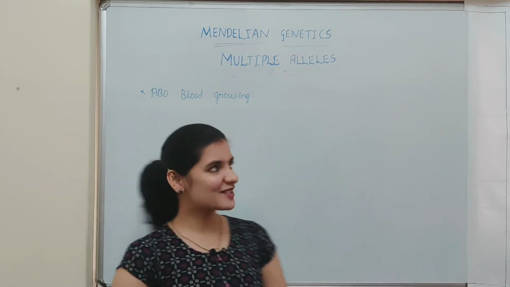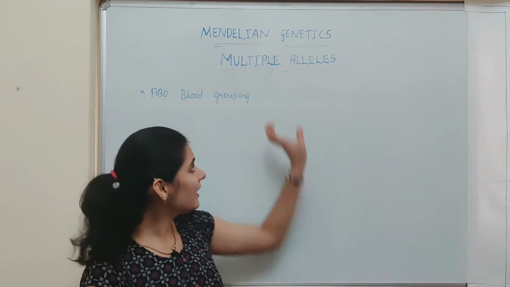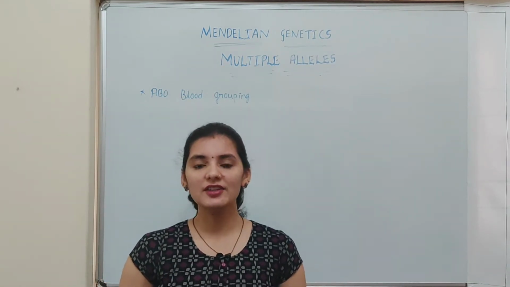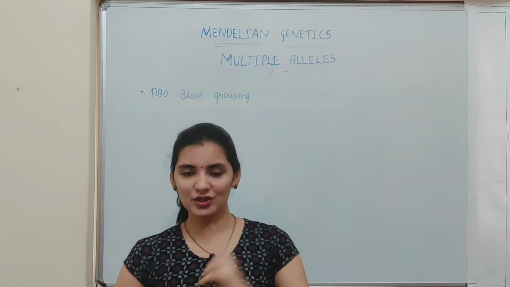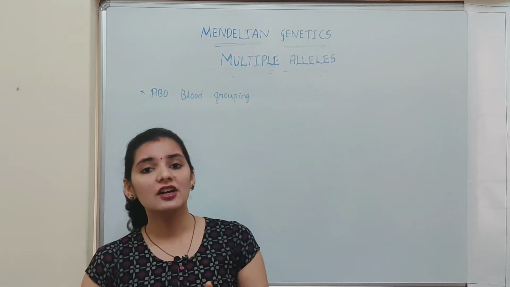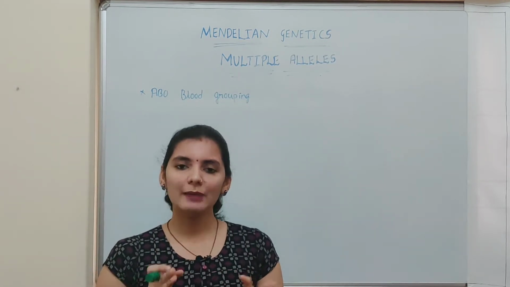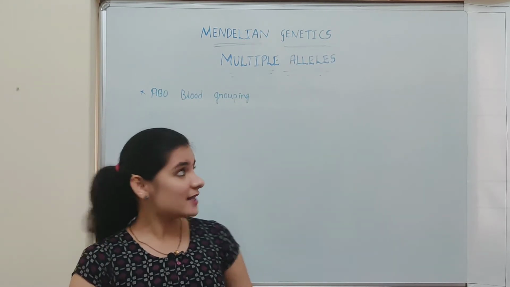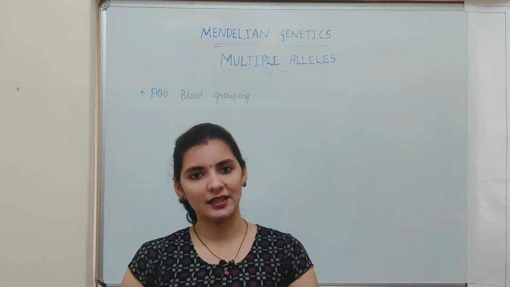In this video, we'll discuss multiple alleles or multiple allelism. As the name indicates, multiple means many. So, many alleles. It's a condition in which a gene which controls or governs a particular character will have more than two alleles. Till now, we have studied many situations in which a gene controlling a particular character has only two alleles, and these two alleles can be present in different combinations to control that particular character. Whereas in multiple alleles, a gene will have more than two alleles to control a particular character.